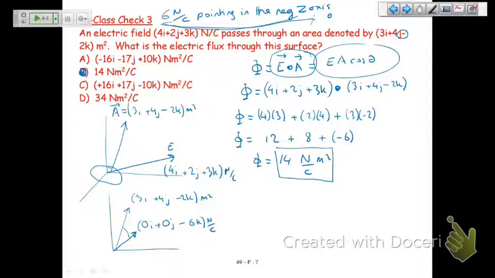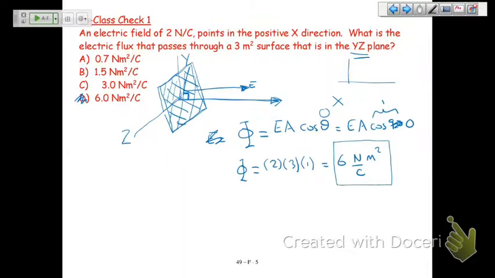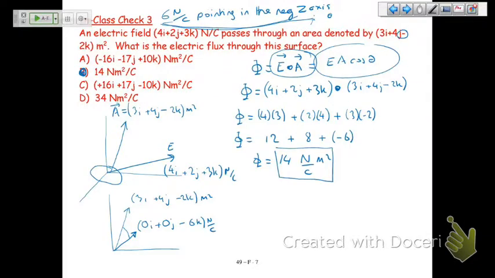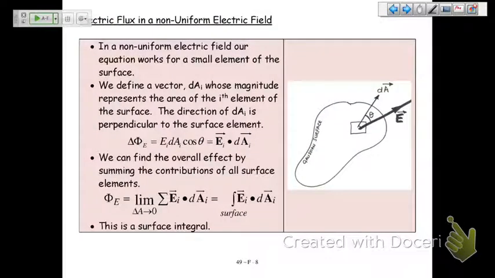So we've practiced doing ijk. We've practiced doing our flux calculation on a little card somewhere in an electric field. The electric field's uniform and all that kind of stuff. Let's make it a bit more interesting. So we're going to talk about electric flux in a non-uniform electric field.